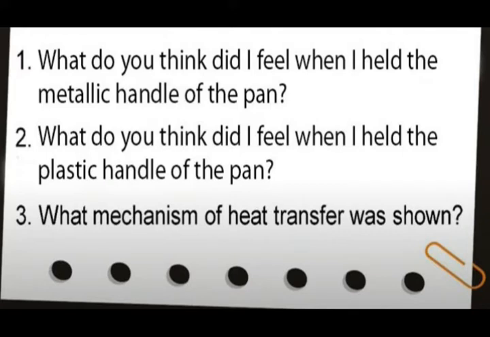Let us answer the questions. Number 1. What do you think did I feel when I held the metallic handle of the pan? When I held the metallic handle of the pan, I felt hot. Number 2. What do you think did I feel when I held the plastic handle of the pan? When I held the plastic handle of the pan, I did not feel as hot as the metallic handle of the pan. What mechanism of heat transfer was shown? The mechanism of heat transfer shown was conduction.